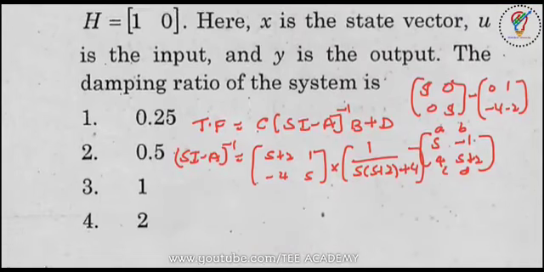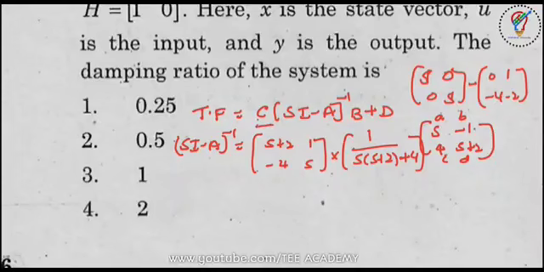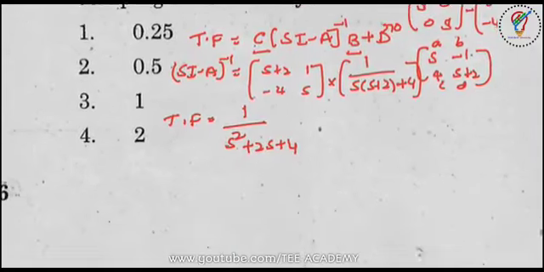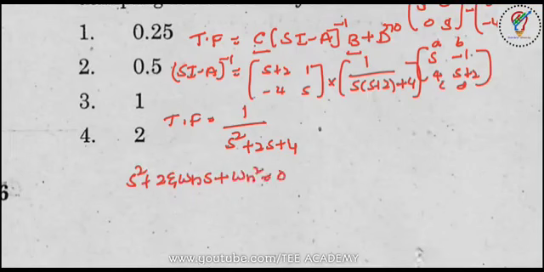Finally, by solving this and substituting the c value and b value, everything here, d in this case is 0. So simply what you get is the transfer function is equal to 1 by s square plus 2s plus 4. If you compare this with the standard equation s square plus 2 zeta omega n s plus omega n square is equal to 0, we can say omega n square is equal to 4, so that omega n is equal to 2.